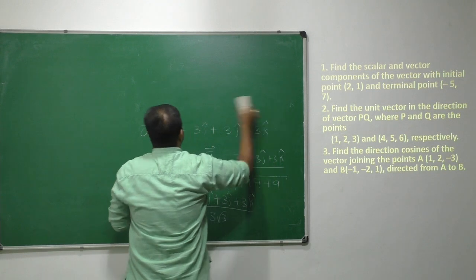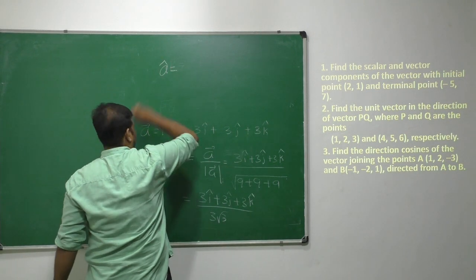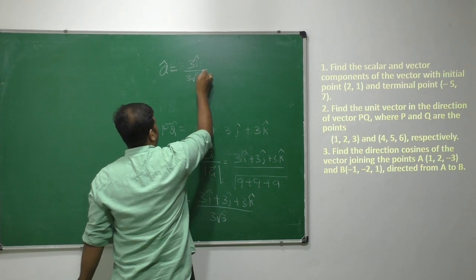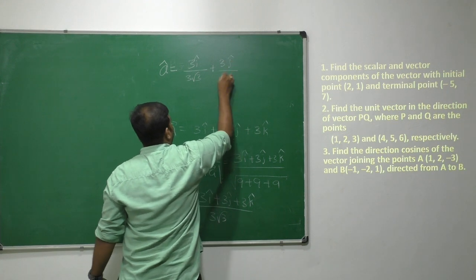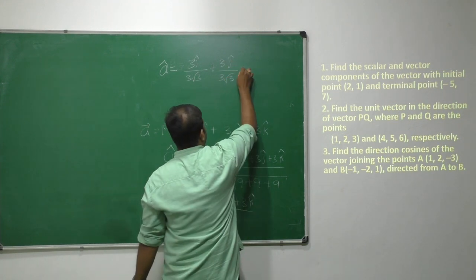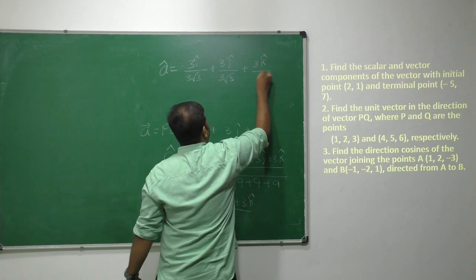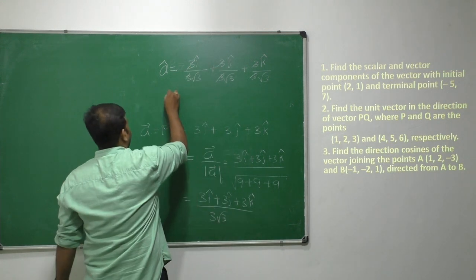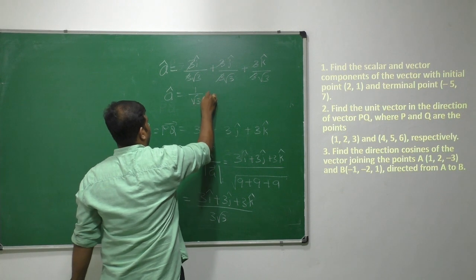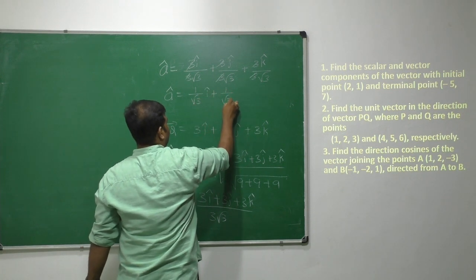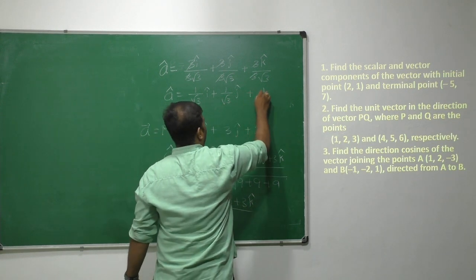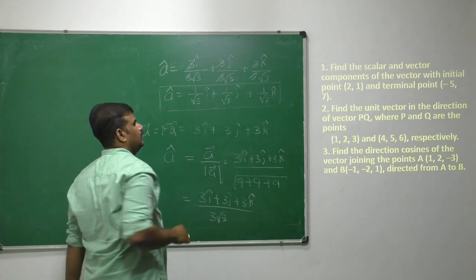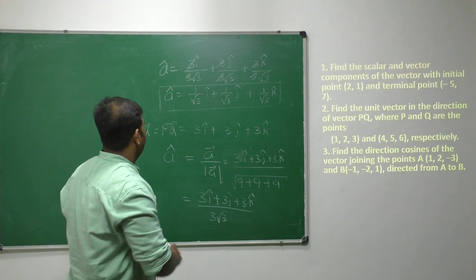So we got A cap as 3 I cap divided by 3 root 3 plus 3 j cap divided by 3 root 3 plus 3 k cap divided by 3 root 3. This 3 gets cancelled. So A cap is equal to 1 by root 3 I cap plus 1 by root 3 j cap plus 1 by root 3 k cap. This is the unit vector in the direction PQ.